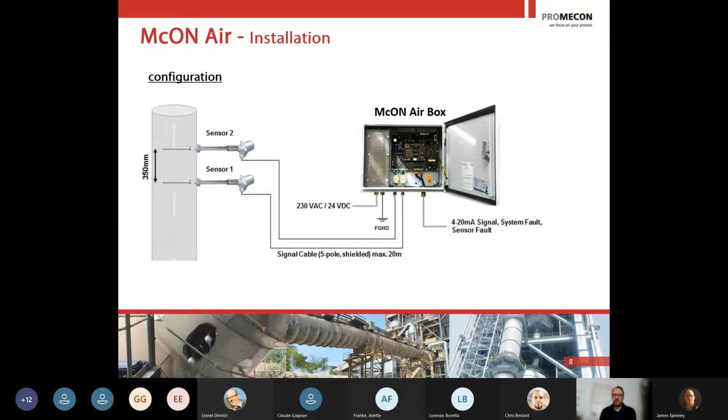If no sensor fault is connected, the 4 to 20 milliamp output can be extended to 0 to 20 milliamp output, and then all fault conditions are displayed in milliamps below 3.5 milliamp. So then you get a fault from your converter, and you can also use it to analyze the fault condition in the box.